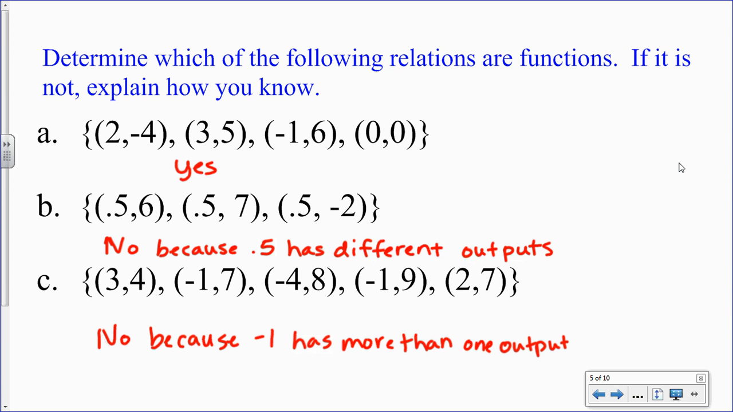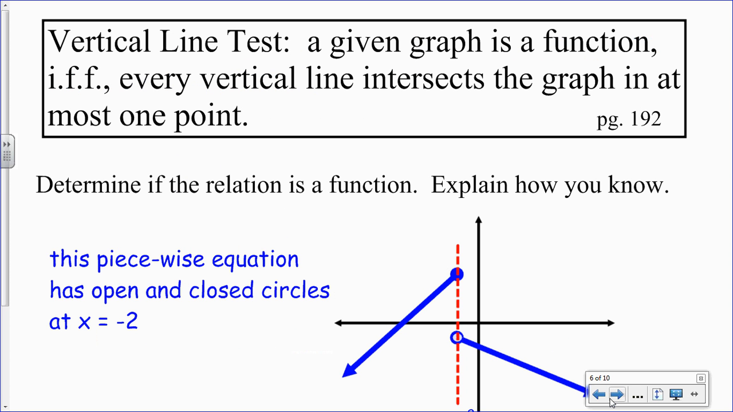Okay. So another way we can tell if something's a function if we're given a graph is the vertical line test.